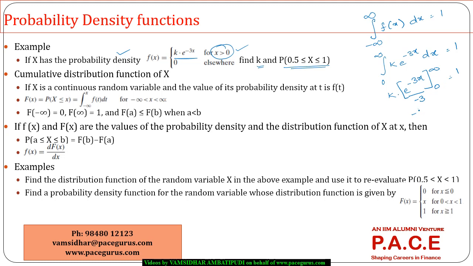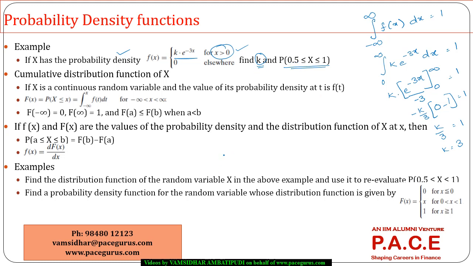So I'll take the constant out, minus k by 3 times e to the power of minus infinity, which is 0, minus e to the power of 0, which is 1, equal to 1. So k by 3 into minus 1, which is k by 3 equal to 1, making it k equal to 3. So for this I have got my value of k as 3.